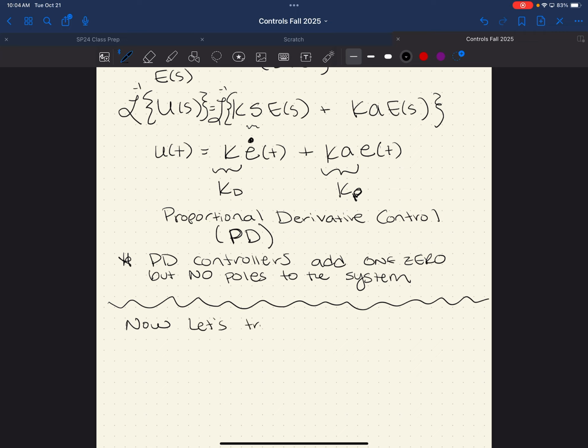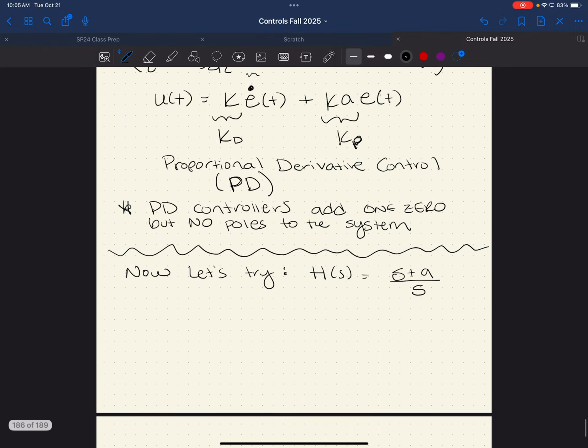Now, let's try H of s equal to s plus a over s. So I'm adding a 0 at minus a, and I'm adding a pole at s equals 0.